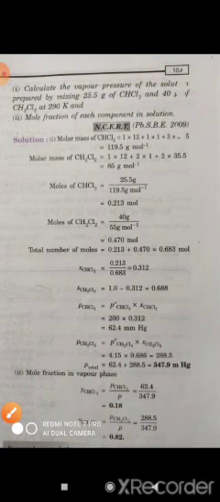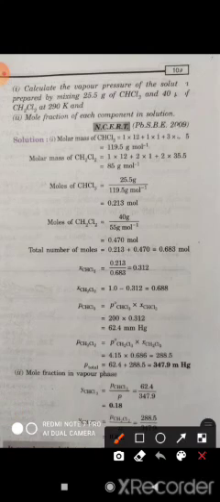CH2Cl2 at 298 Kelvin are 200 mmHg and 450 mmHg respectively. So we need to find out the vapor pressure of the solution, which is prepared by mixing 25.5 gram of chloroform and 40 gram of CH2Cl2 at 290 Kelvin, and we need to find out the mole fraction of each component in the solution.